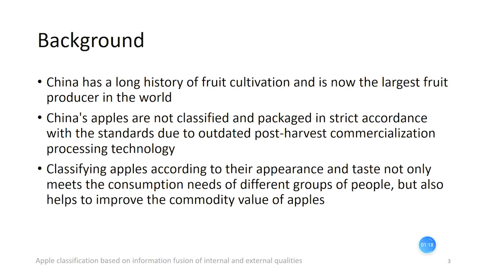China has a long history of fruit cultivation and is now the largest fruit producer in the world. However, due to outdated post-harvest commercialization processing technology, China's apples are not classified and packaged in strict accordance with the standards. Classifying apples according to their appearance and taste could not only meet the consumption needs of different groups of people, but also help to improve the commodity value of apples.